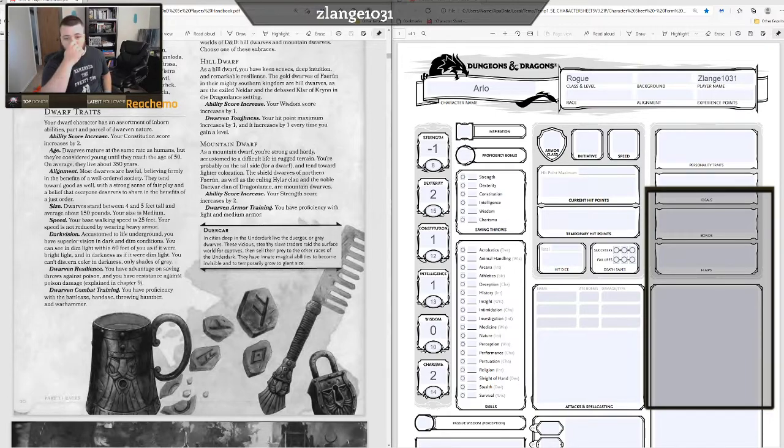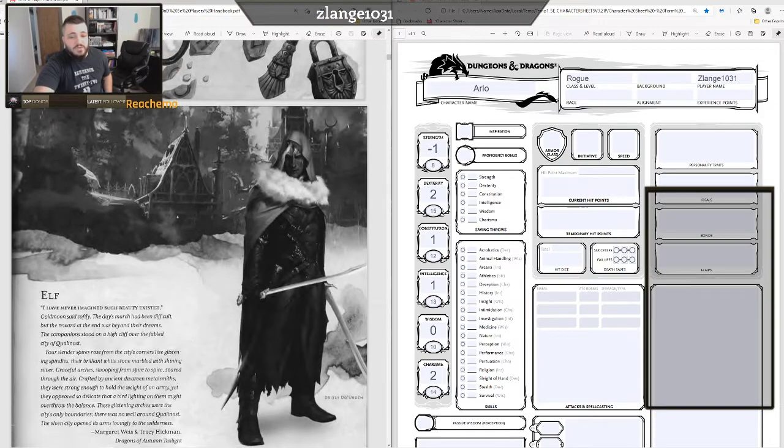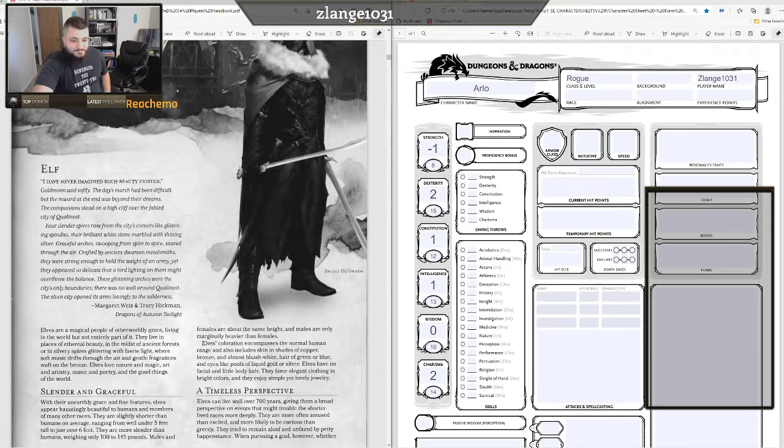And then you have Dwarven Armor Training, which gives you proficiency with light and medium armor. Normally, dwarves will play a class that gives them proficiency with armor anyways. So that's not that much. Unless you're playing a caster. But it'd be really weird to play a caster with a high strength and constitution. But, I mean, you do you. If you think it'll work, you can play it.